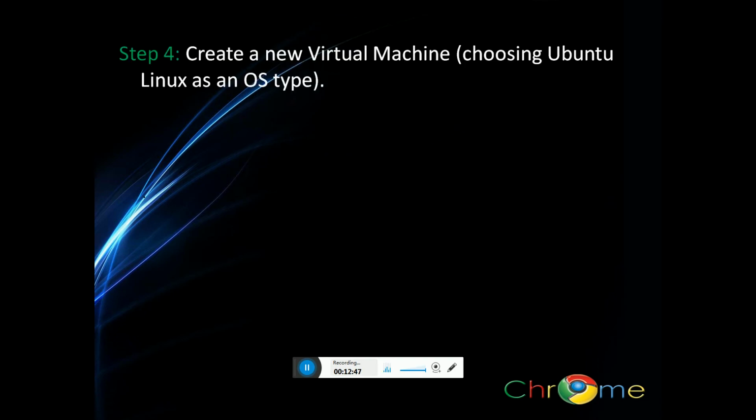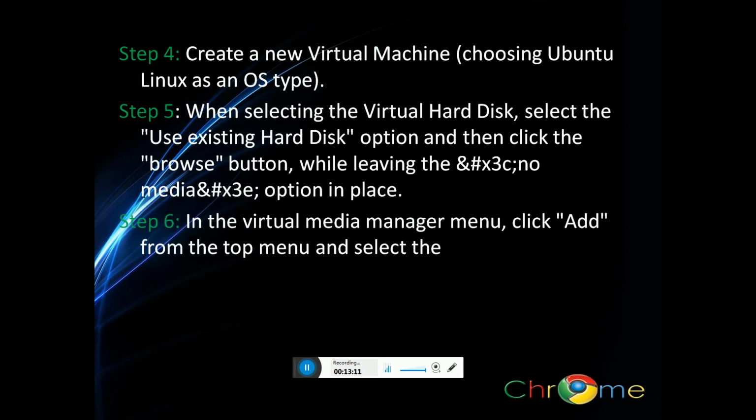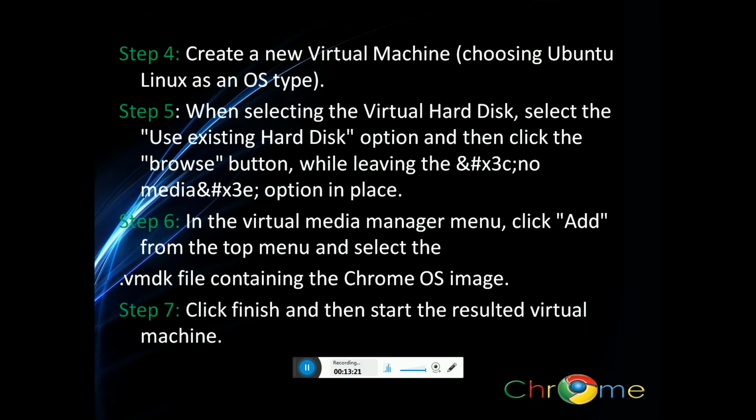Create a new virtual machine. Choose Ubuntu Linux as the OS type. When you get to the virtual hard disk, select the use existing hard disk option and then click on the browse button while having the no media option in place. In the virtual media manager, select Add from the top menu and select the VMDK file containing the Chrome OS image. Click finish and then start the resulting virtual machine.